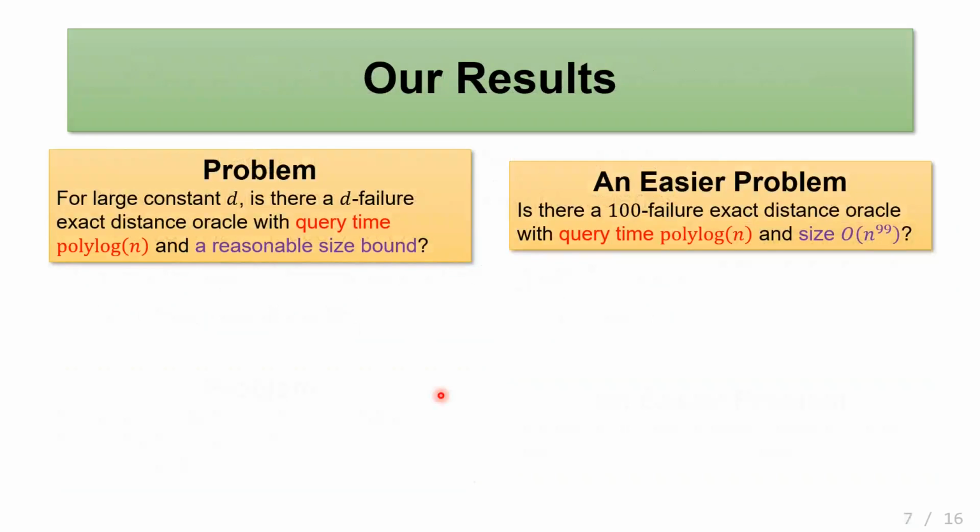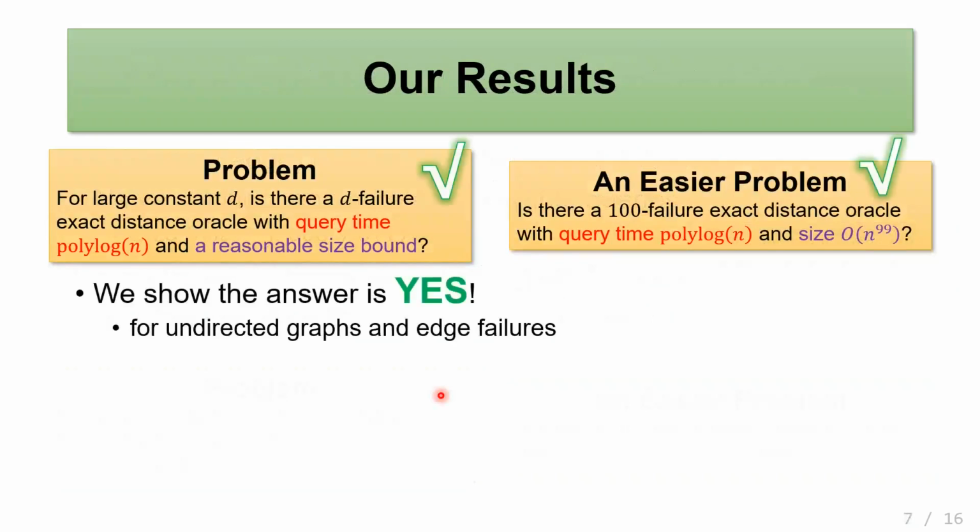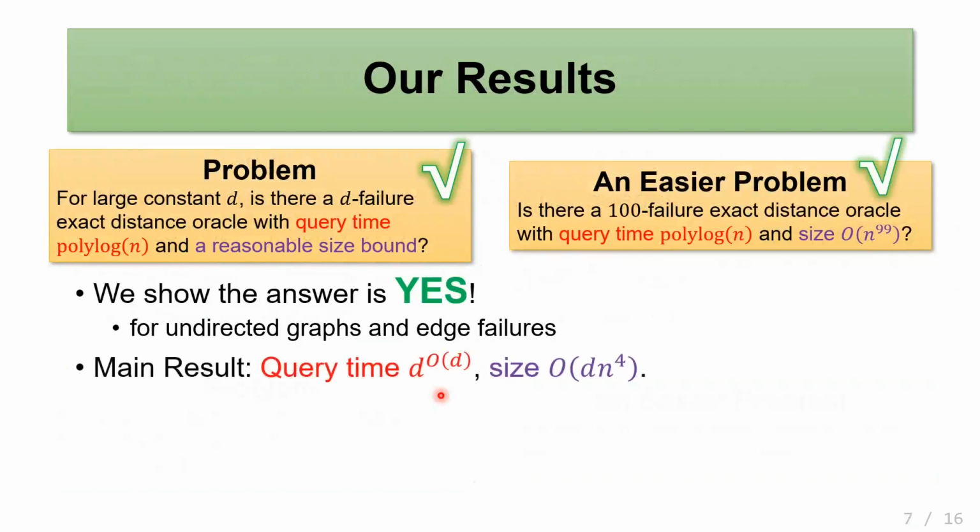So what are our results? We show that the answers to the above two problems are yes, at least for undirected graphs and edge failures. Our main result is an exact distance oracle under d edge failures with query time d to the O(d) and size d to the O(d) times n to the fourth.